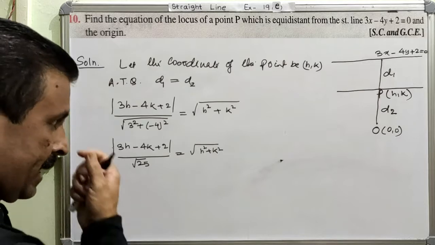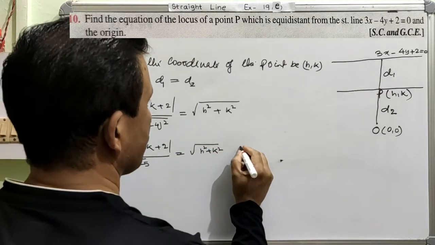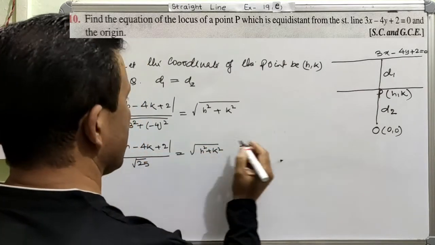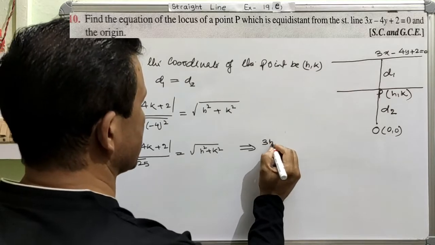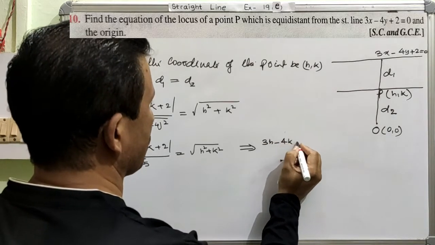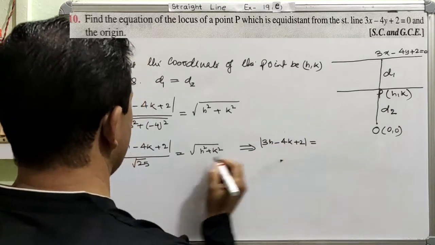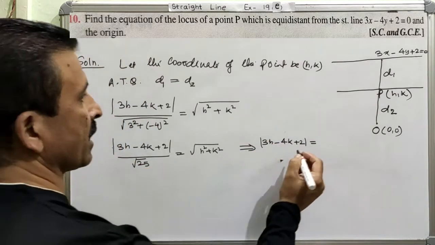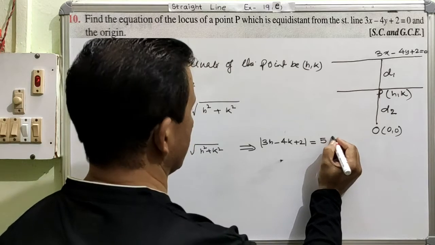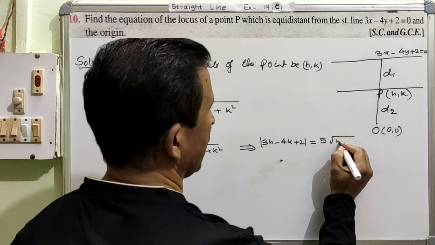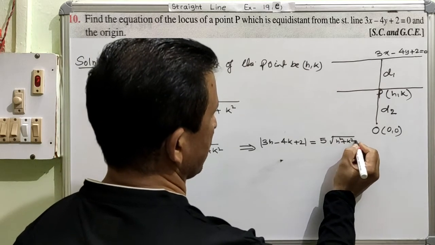So we'll continue here. This implies this we will keep as it is, 3h minus 4k plus 2, right? Mode of, is equal to, this will become 5 and 5 will go to the other side. So 5 into root over h square plus k square.